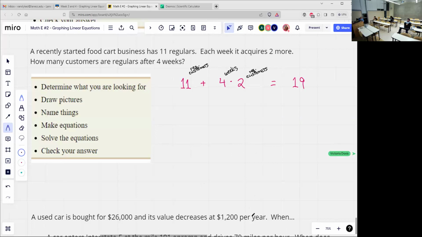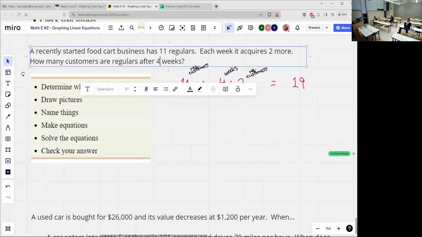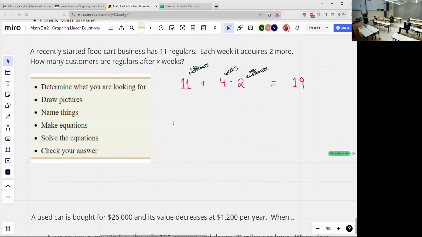Everyone okay with what I just wrote? Mhm. And again, what we also want to be able to do is, what if we don't know how many weeks? What if it's a variable amount? Exactly the same thing happens. So now where there was some answer, we just have a y, we're not sure what that will be. 2x. Where there was the 4, that's our x. And everything else is the same.